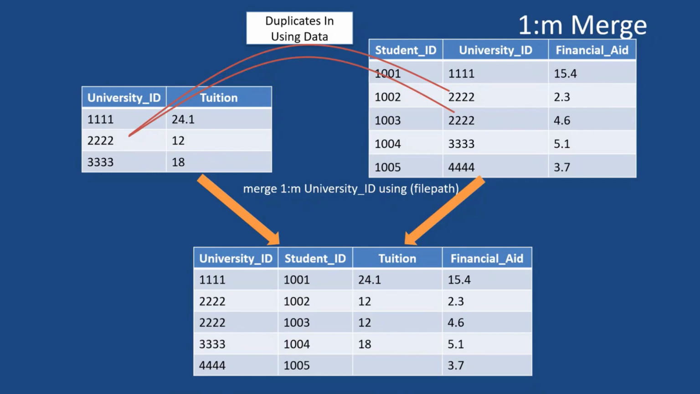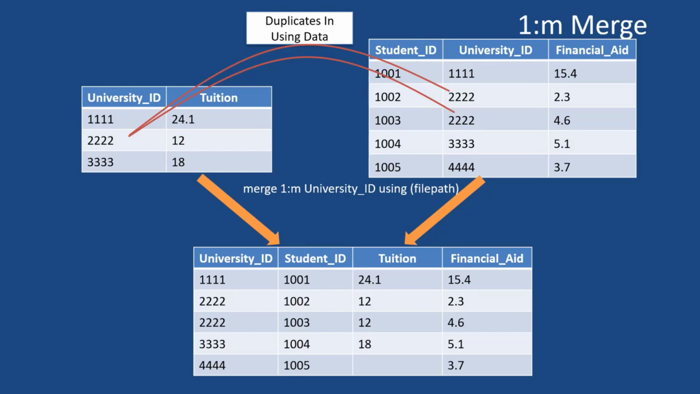So this next one is a visual of what a one-to-many merge is. You'll see the variables are slightly different, but the intuition is the same. It's just flipped backwards. Your master data is university level, with university ID, and it's got tuition: $24,100, $12,000, $18,000. This is all made up. And the using data on the right is student level data. So you want to put these together.